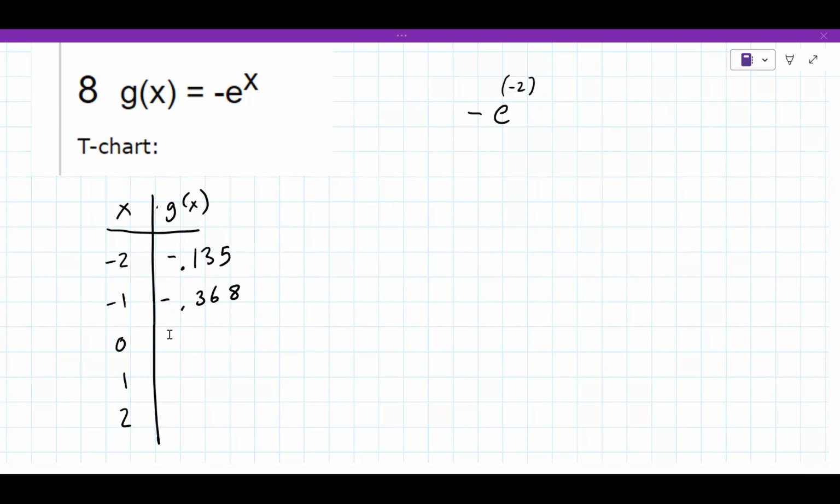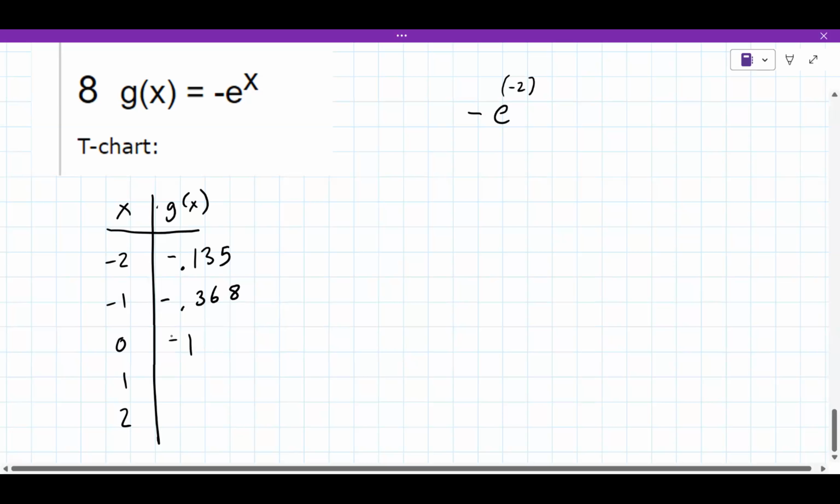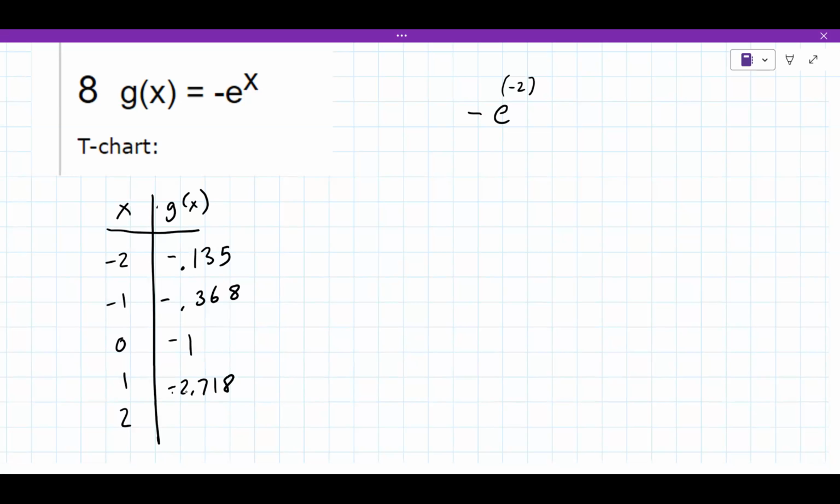It would be -1 for 0. Good. Now this one would be -2.7. Good. For the last one there, -7.389. Good.